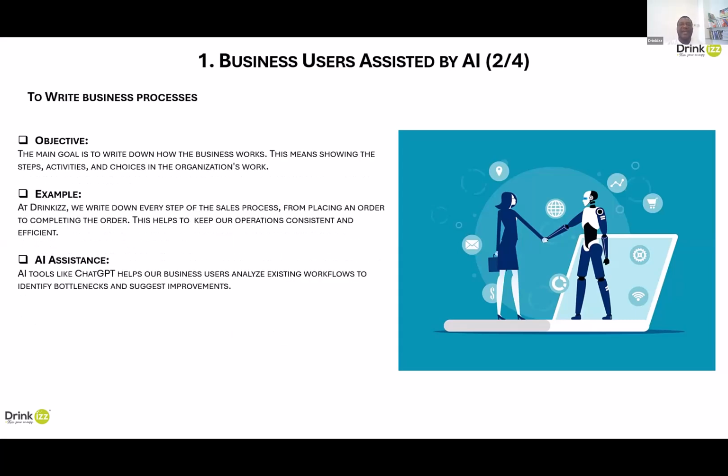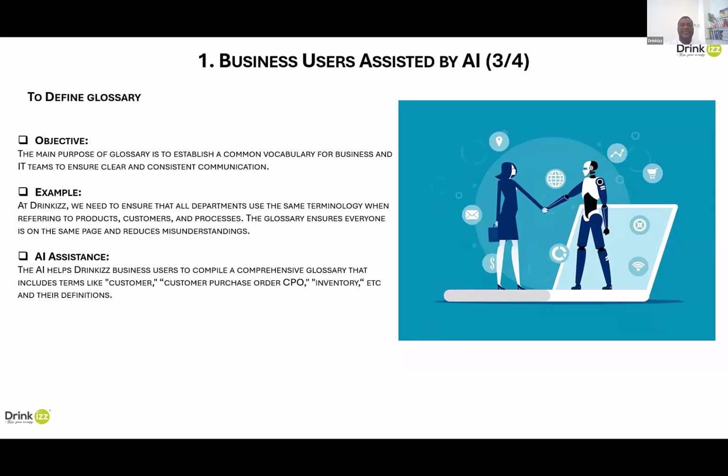Let's see now how AI can assist business users to define business processes. The main purpose here is to write down how the business works. This means showing the steps, activities, and options in the organization's work. At Drinkizz, we write down every step of the sales process, from placing an order to completing the order. This helps to keep our operation consistent and efficient. AI like ChatGPT helps our business users analyze existing workflows to identify bottlenecks and suggest improvements.